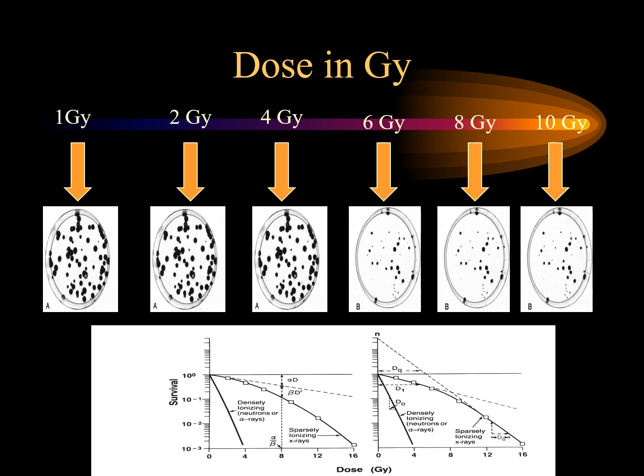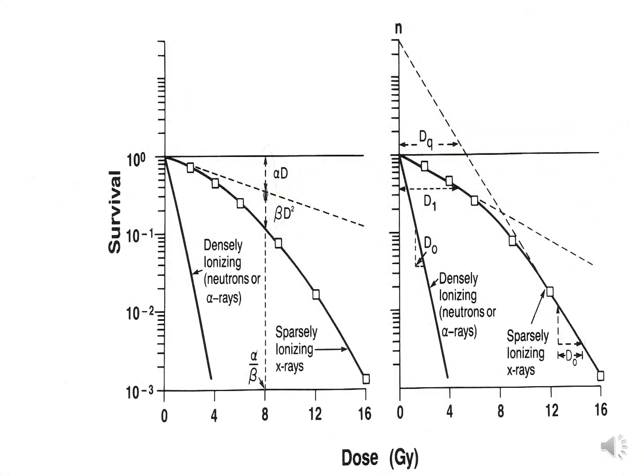So when you expose the cells to 1 gray, you can see how many colonies were created. Let's say 90 cells survive, and then at 2 gray there are 80 cells surviving, and so on. At 6 gray, let's say only 50 cells survived, and so on. So that you can create what is called the cell survival curve.